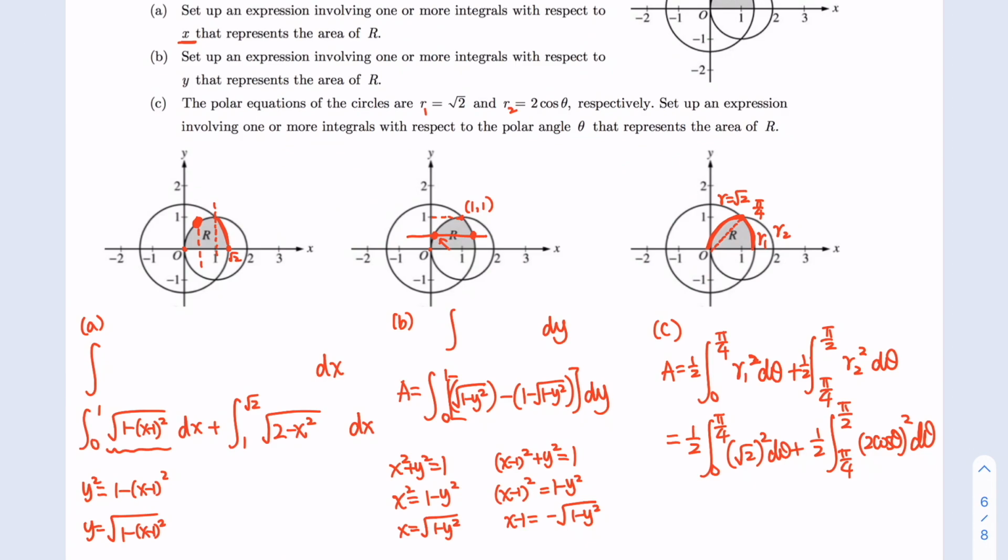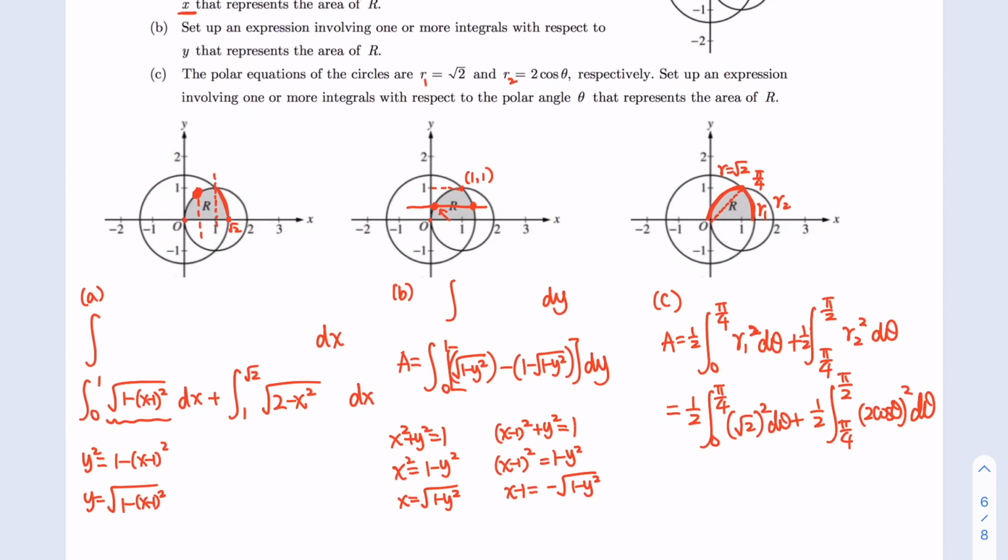So each part is 3 points. 1 point for the limits, 1 point for the integrand here, 1 point for the integrand here. Same thing for part C: 1 point for the integrand here, 1 point here, and 1 point for all the boundaries.